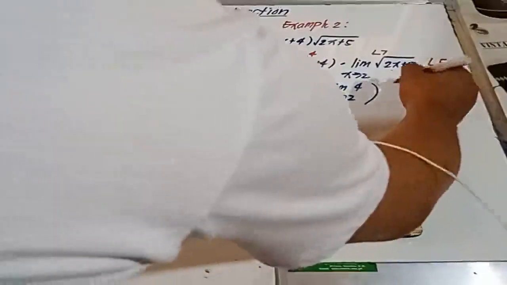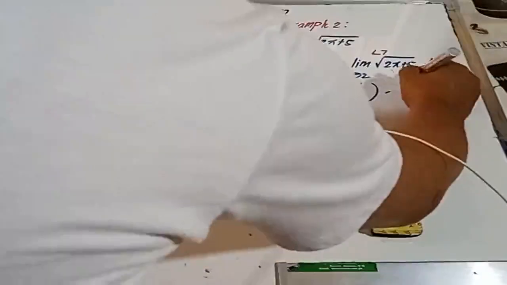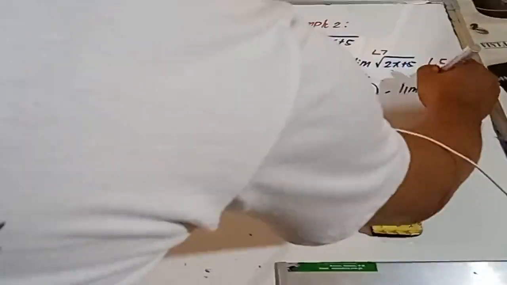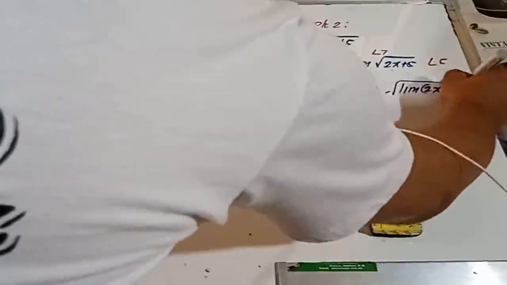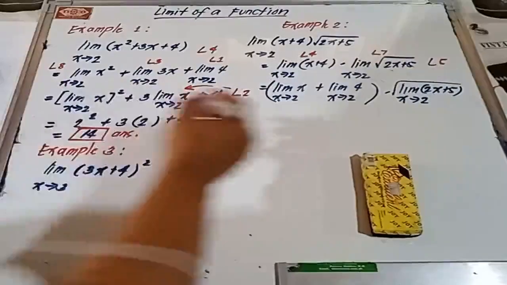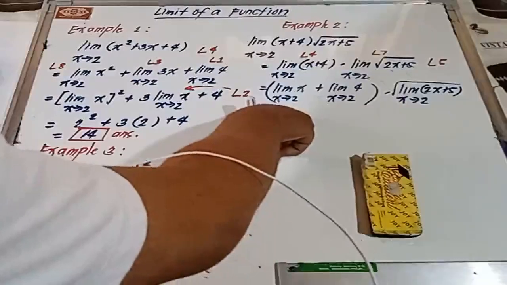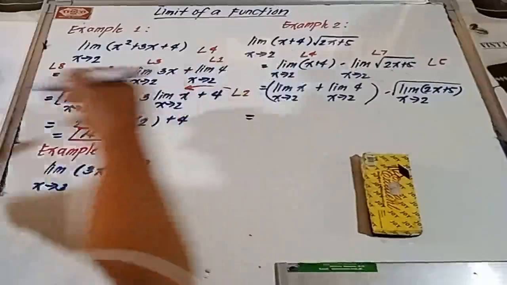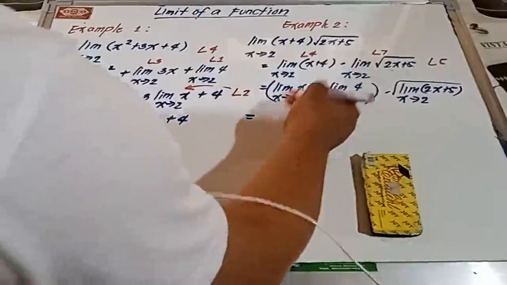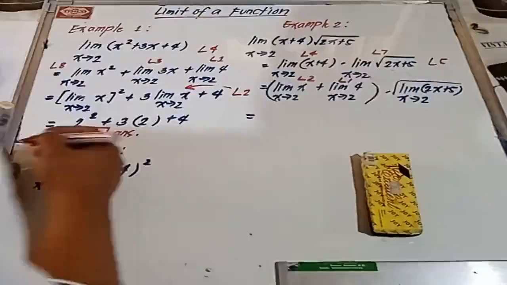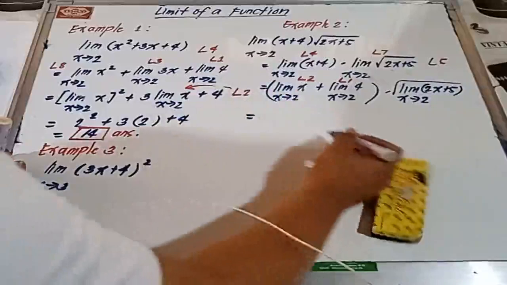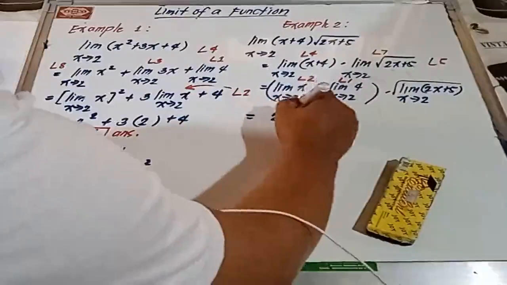So, that is equal to the limit sa loob, the limit of 2x plus 5 as x approaches 2. Next, identity o limit number 2 ang gagamitin natin dito. This is limit ng constant. So, limit number 2, we have limit number 1 or theorem number 1. We have this equal to 2, this equal to 4.